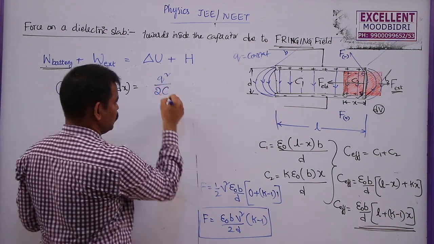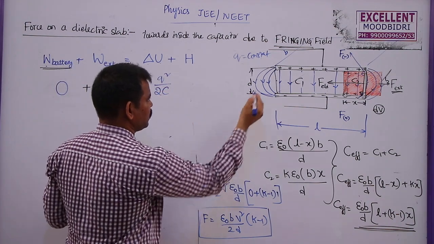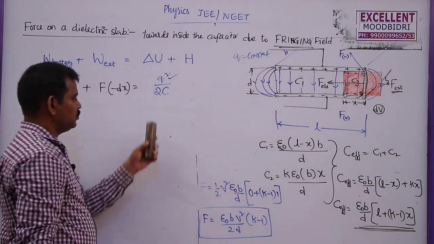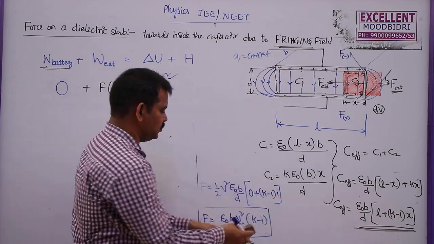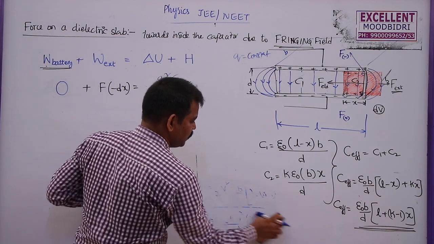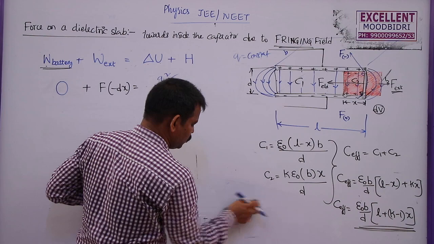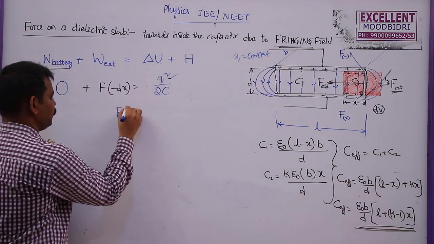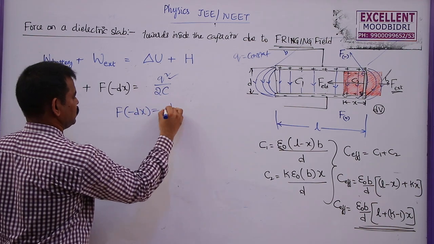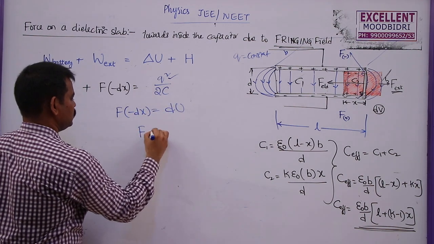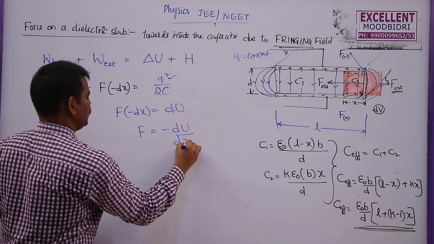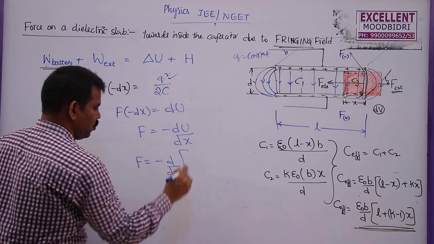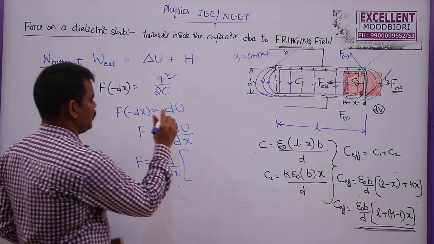So what is this Q square by 2C value? We know that the charge given to this capacitor initially was Q, and C is the effective capacitance of this combination, epsilon naught B by L plus K minus 1 into x. Now you can write, we need F. So F into minus dx is equal to dU. So force is equal to minus dU by dx. So F is equal to minus d by dx of the energy stored, that is Q square by 2C.